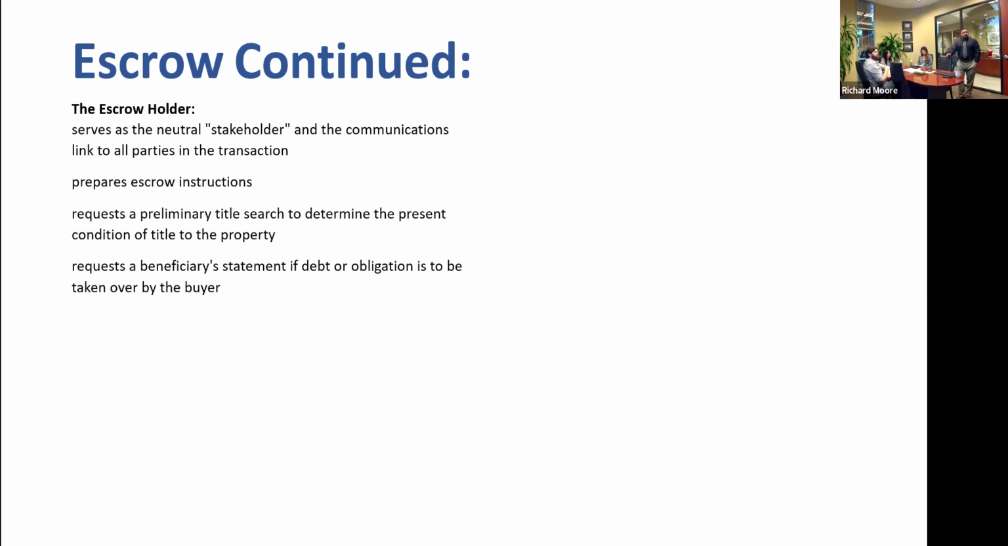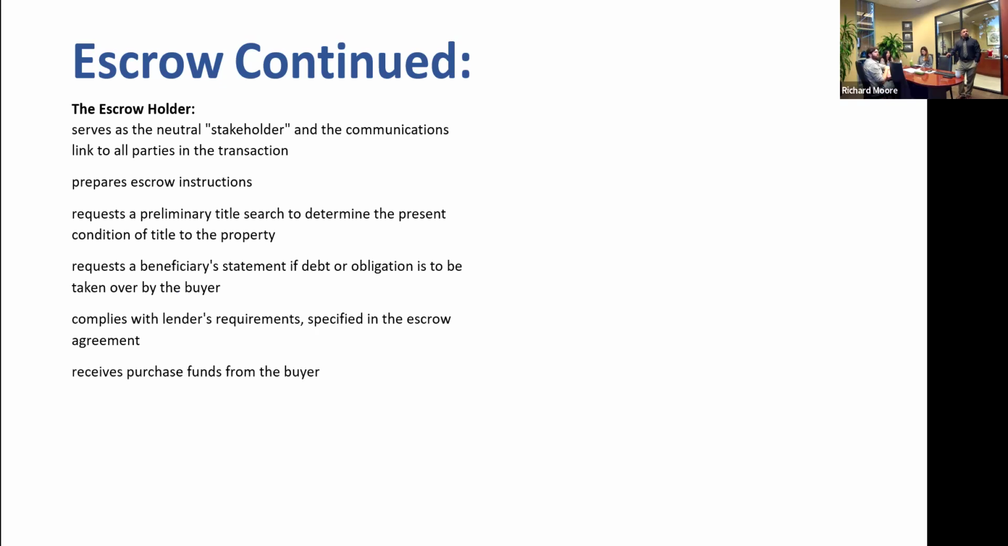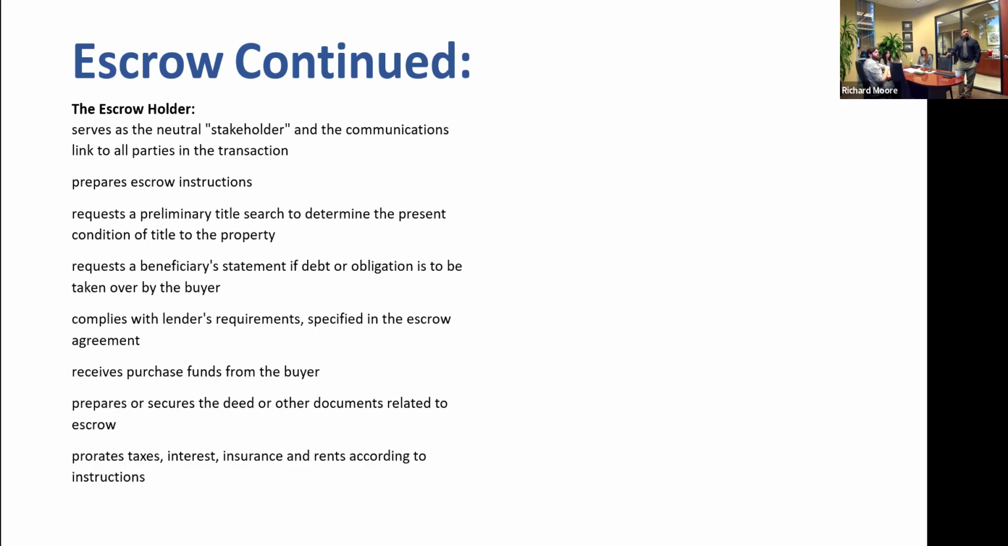They request a beneficiary statement and debt or obligation to be taken over by the buyer. They comply with lender requirements specified in the escrow agreement. They receive purchase funds from the buyer, the down payment. They prepare and secure a deed or other documents related to escrow. They prorate taxes, interest, insurance, and rents according to instructions.